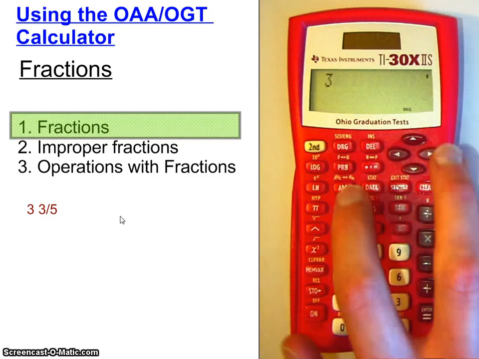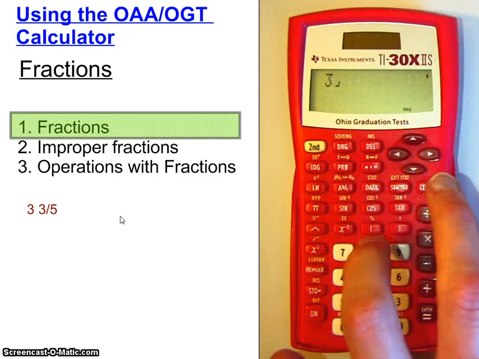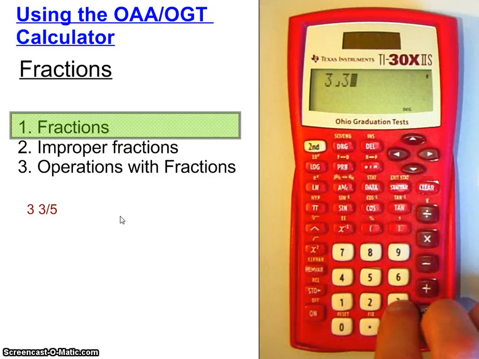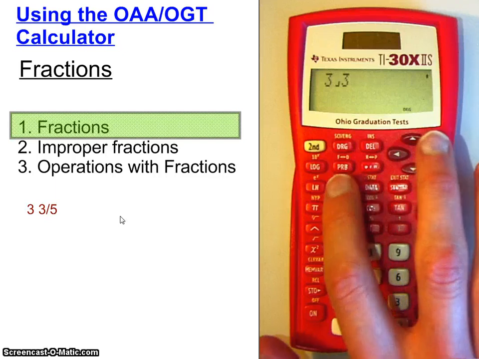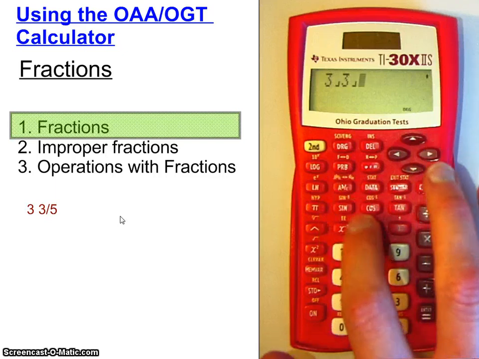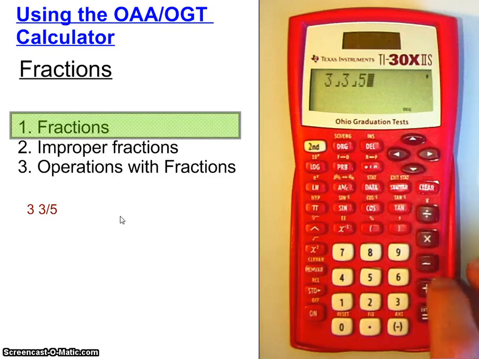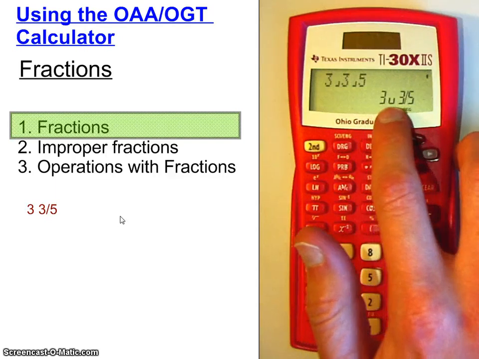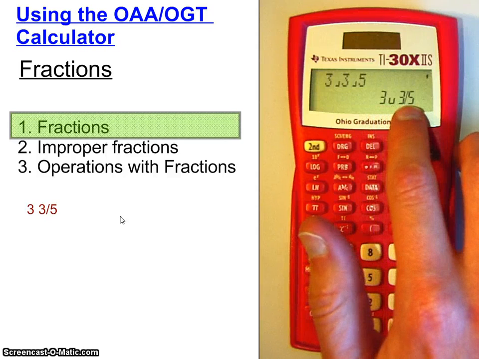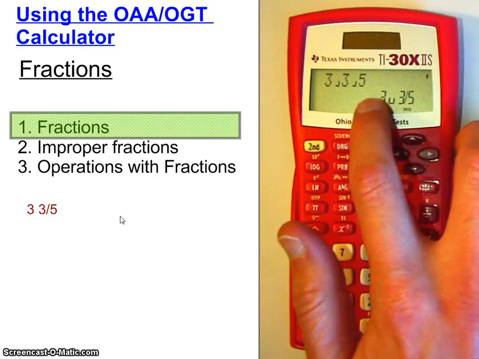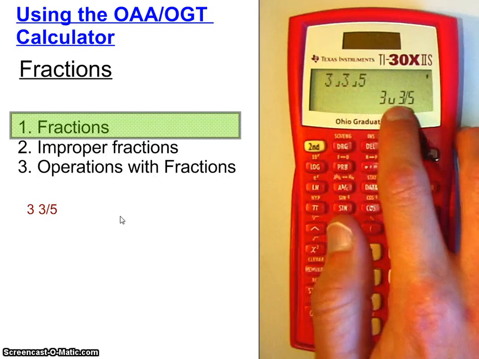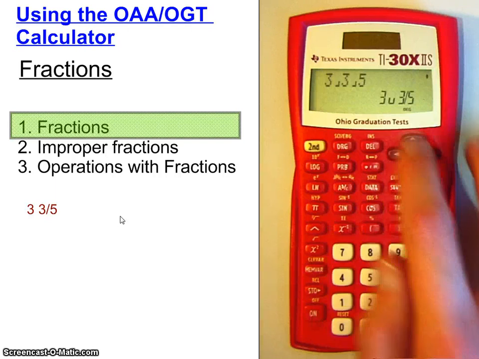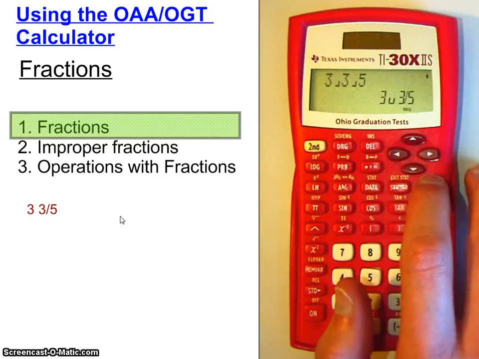If we have 3, we're going to push the fraction button, and then 3 again, push the fraction button again, and then the 5. Now when we push the equal sign, you're going to see how that shows up on our screen. You have 3, you have what looks like a little U, so the 3 and 3/5 is what we have here. When you type it in the calculator like this, this is how it's going to show up in the answer screen. So now that shows you how to type in the fractions.